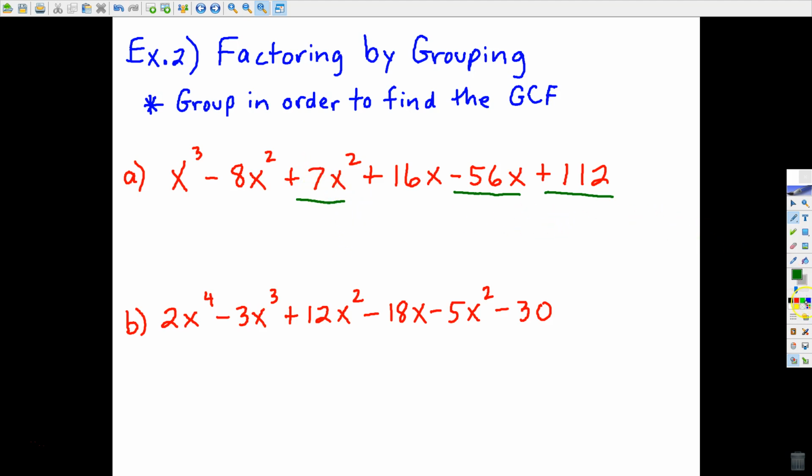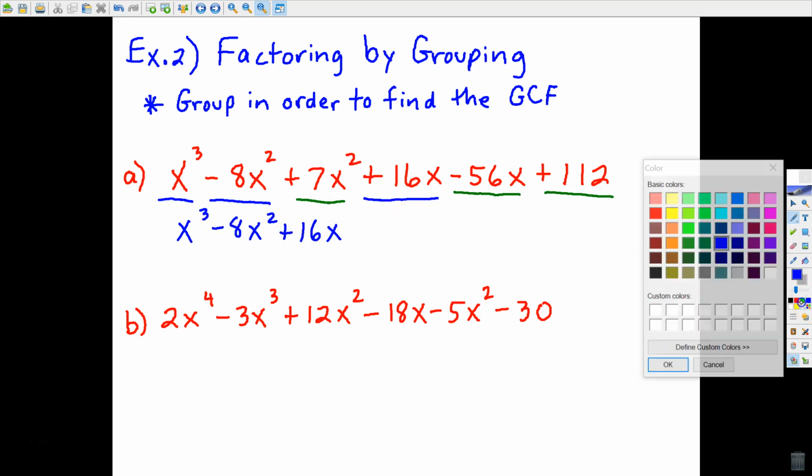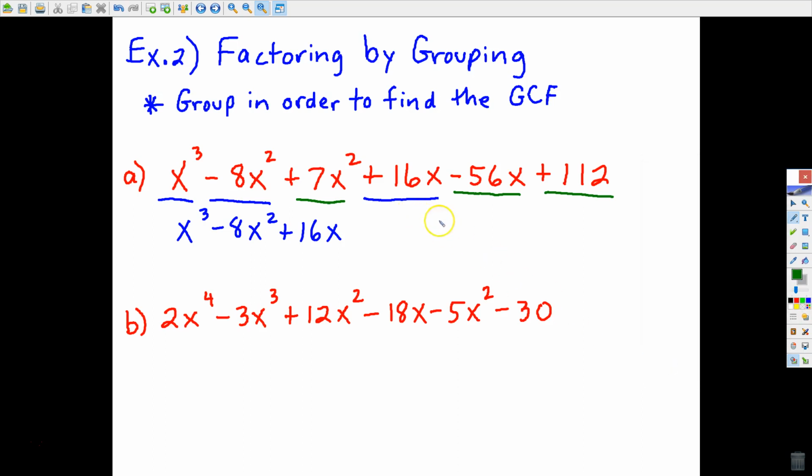Okay, so with that in mind, let's take a look at the other 3 terms and see if they have something in common. So I'll just kind of color code so you can follow my process here. X to the third, negative x squared, positive 16x, they all have an x in common. So I'm going to group these together. I'm going to write them so that they are together. Okay, I've identified some commonality, and I'm setting up 2 groups of 3, and the groups are based on something that they have in common. So here's my green group.